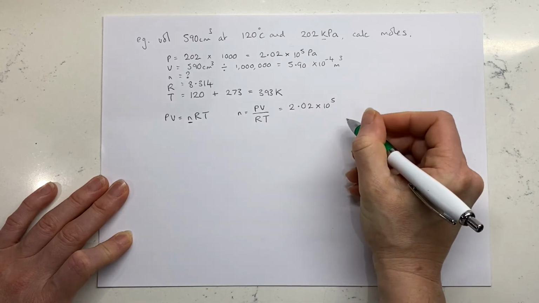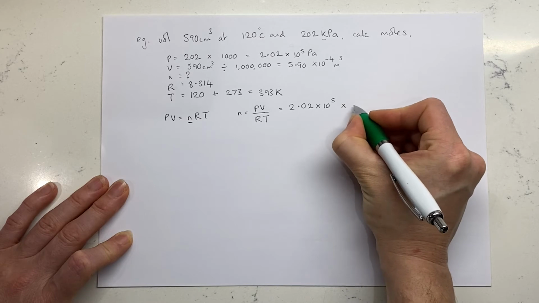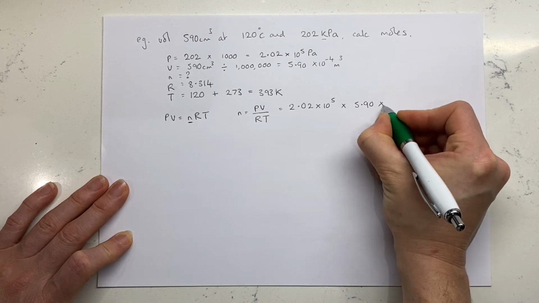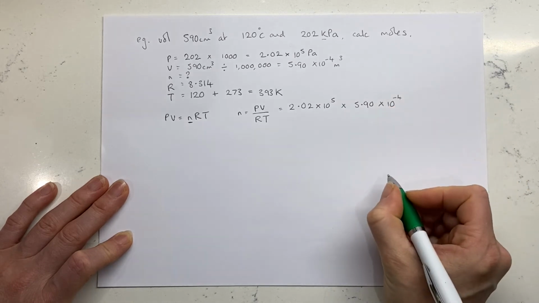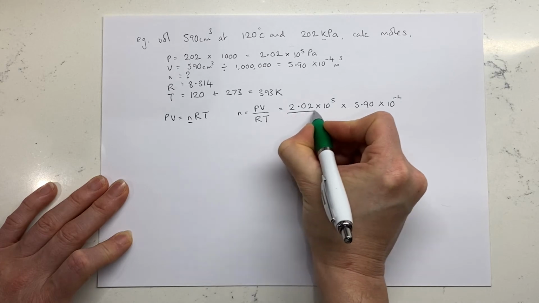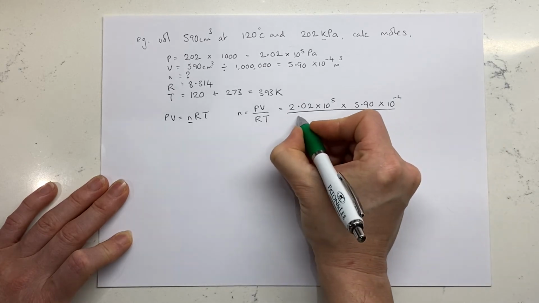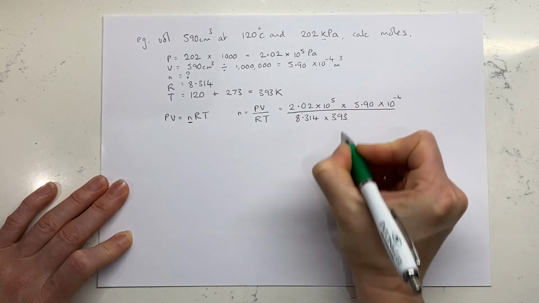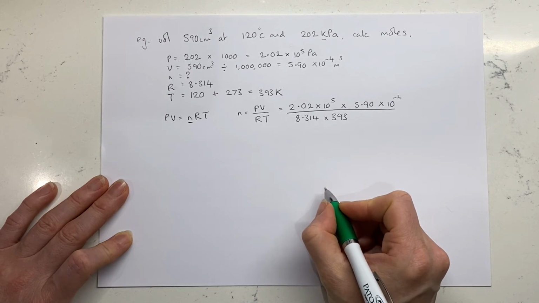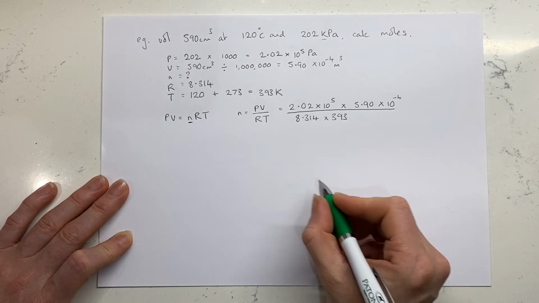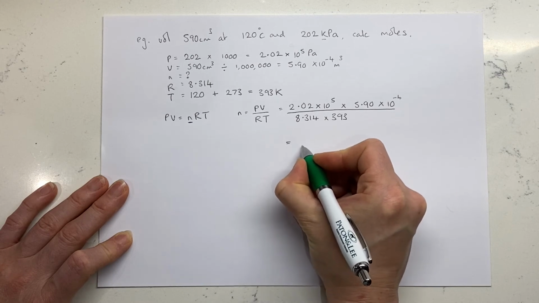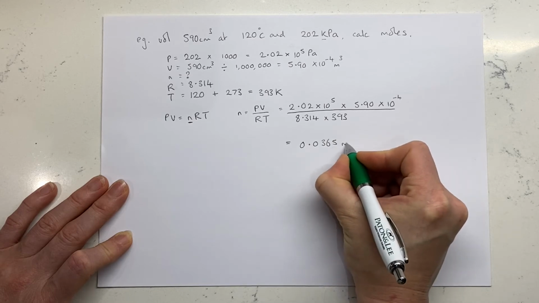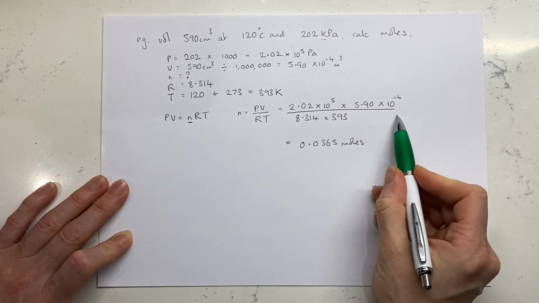And when you're doing an exam question, it's really important that you write out these steps so the examiner can see what you've done. So in case you accidentally put any numbers into your calculator incorrectly, they can see what you've done and you can have error carried forward marks. Okay, so 8.314 times 393 is on the bottom. And when you put that into your calculator, you should find you get 0.0365 moles.